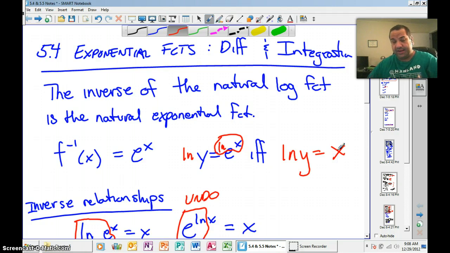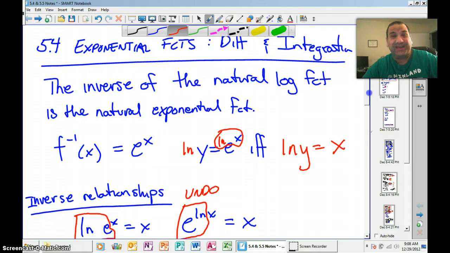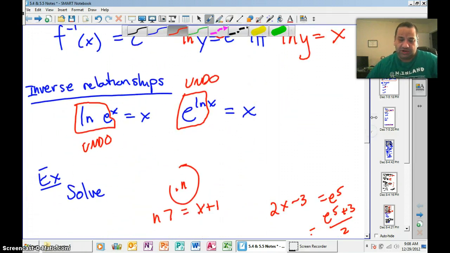So the natural log and the e function undo each other. Nice, inverse relationships, there they are. I just kind of used it.